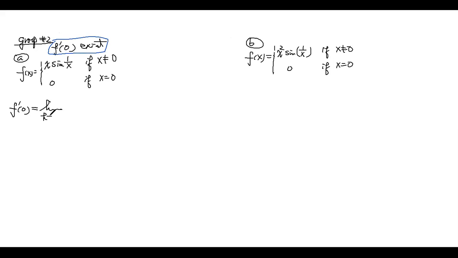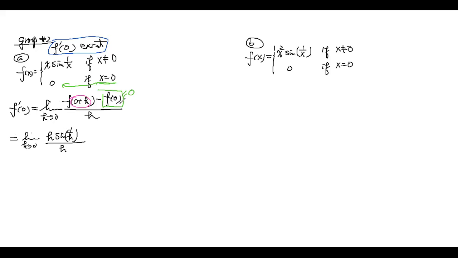So the limit as h approaches 0 of f of 0 plus h minus f of 0, then divided by h. So this is the limit as h approaches 0. So f of h, right? You put h as your x. So this is h sine 1 over h here. Now f of 0 is defined on the second part of this piecewise function, equal to 0. So here you minus 0. So this gives you the limit as h approaches 0 of h sine 1 over h, divided by h. The h cancels. And so this is the limit as h approaches 0 of sine 1 over h.